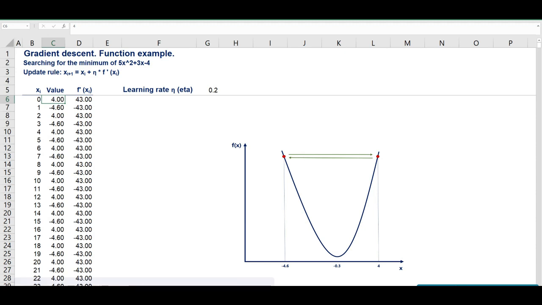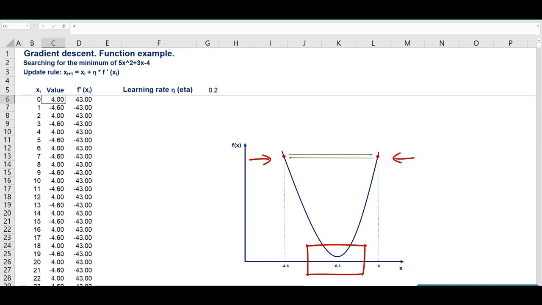This situation is called oscillation. We bounce around the minimum value, but we never reach it. We can use 4 or minus 4.6 in the algorithm, but this won't be its true minimum. Graphically, we are stuck in these 2 points, never reaching the minimum.